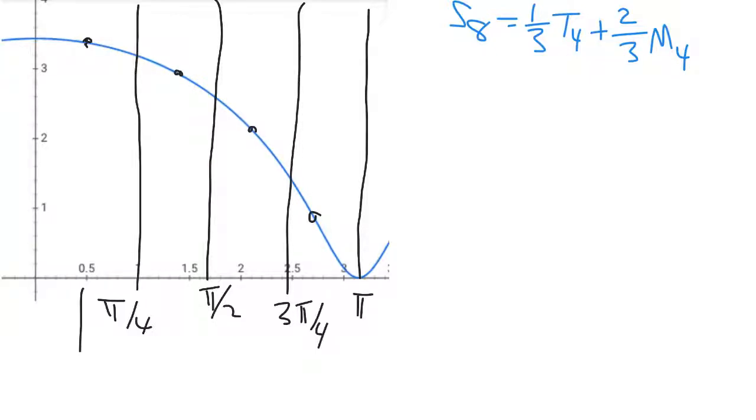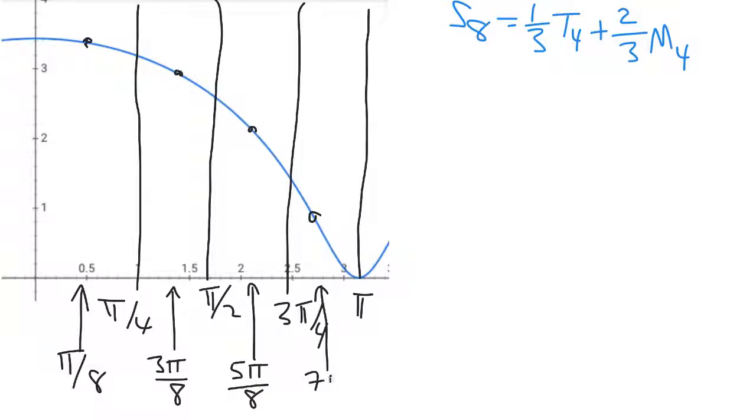And so halfway here is pi over 8. Halfway between pi over 4 and pi over 2 is 3 pi over 8. Halfway here is 5 pi over 8. And halfway here is 7 pi over 8. So those are the x-coordinates of the 4 dots that I drew. So the midpoint rectangles are going to have a width of pi over 4, and that'll be the width of every one of these rectangles.